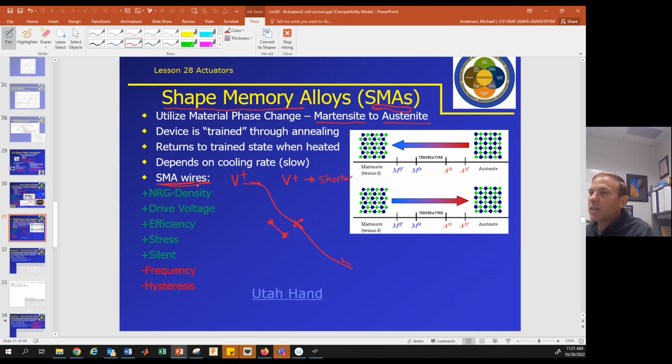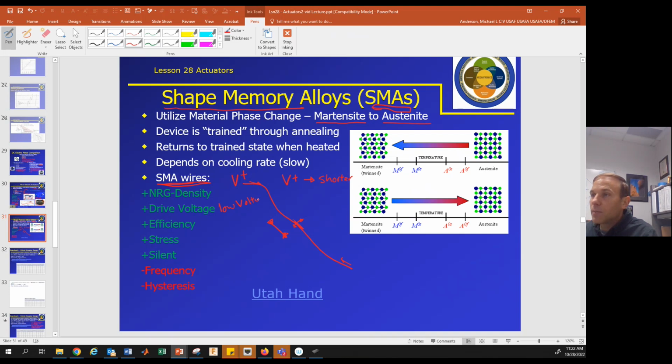Okay, so what are the takeaways for this? For our purposes, we want to remember that a shape memory alloy has a very high energy density. These things are very, very light. We're gonna use these in the lab, and you're gonna see these are like a hair. They weigh nothing, and so you can get some actuation with something that weighs almost nothing. So that's pretty cool. They only require a low drive voltage.